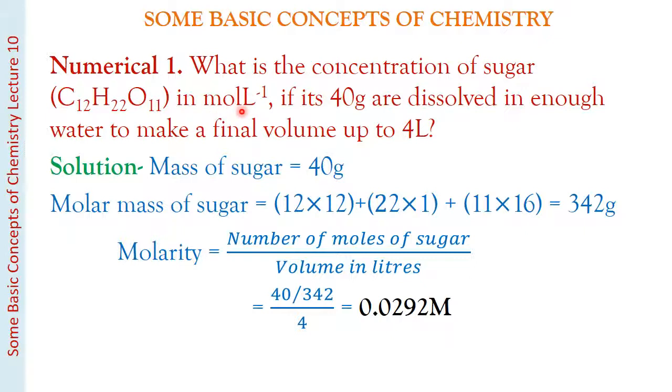So this means you have to find the molarity, because molarity is nothing but the number of moles divided by the volume in liters. So moles per liter. Now, to find the moles per liter, you have to find the moles of the solute, and the volume is already given to you. So we have the mass of sugar as 40 gram. The molar mass of sugar would be 342 grams. So you will get the number of moles of sugar to be 40 divided by 342. Divide this by the volume in liters, which is 4. So you get the molarity to be 0.0292 molar.